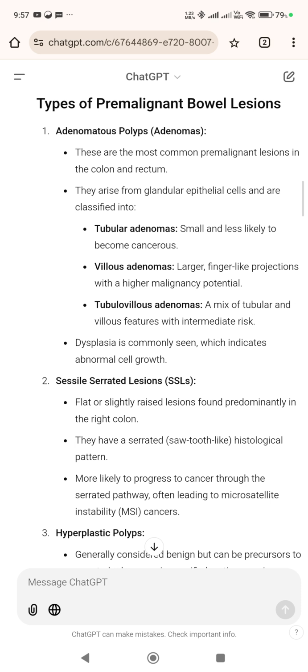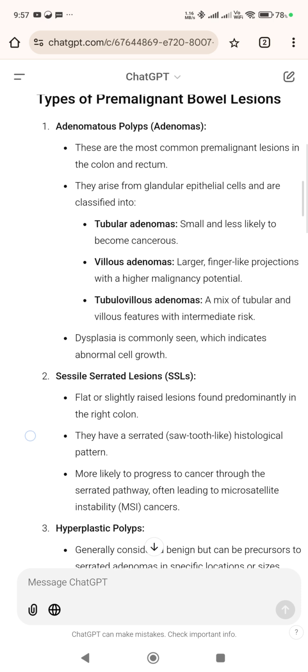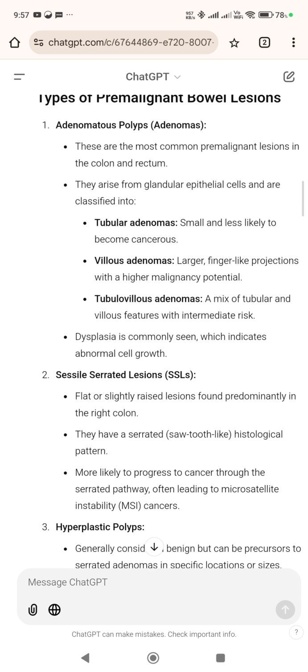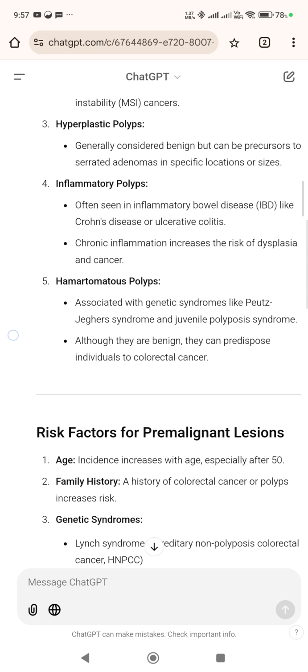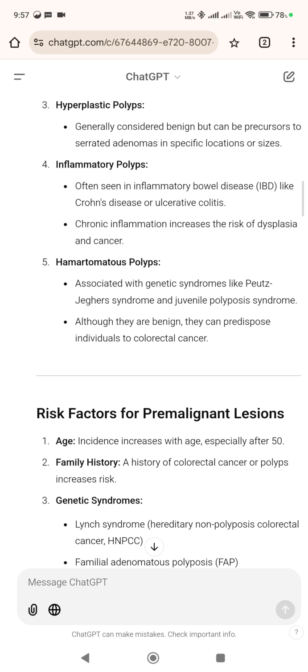Number 2. Sessile serrated lesions, SSLs. Flat or slightly raised lesions found predominantly in the right colon. They have a serrated, sawtooth-like histological pattern, more likely to progress to cancer through the serrated pathway, often leading to microsatellite instability, MSI cancers. 3. Hyperplastic polyps, generally considered benign but can be precursors to serrated adenomas in specific locations or sizes.